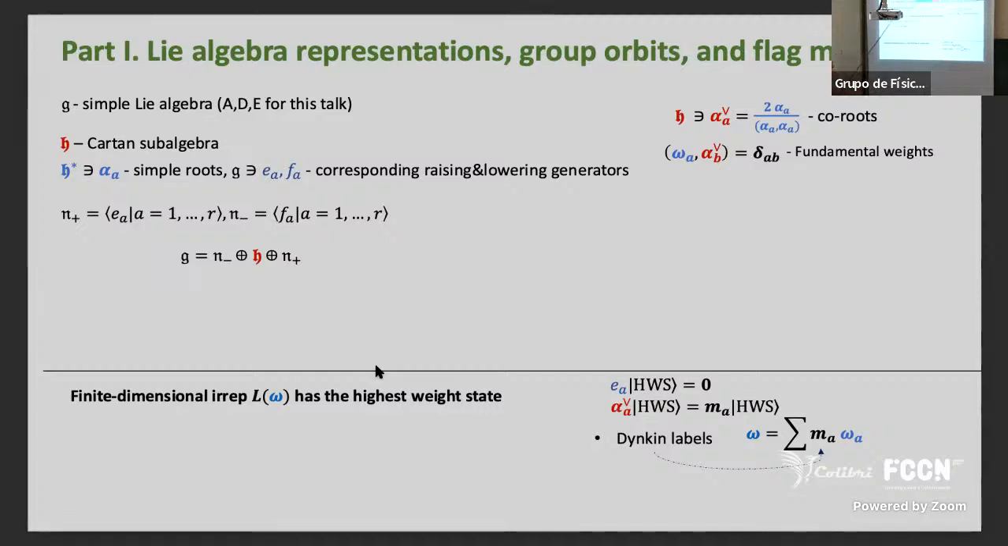Well, so G will be simply a Lie algebra. The minimum information we need is to pick a Cartan subalgebra. And alpha_a will denote its simple roots. E and F will be the corresponding raising and lowering operators. So the algebra has the typical decomposition into lowering part, Cartan and raising part. We also will need the co-roots, given by this formula. Conceptually they are elements of the Cartan subalgebra, as opposed to simple roots themselves, which are elements of the dual space. And using co-roots, we introduce dual bases.